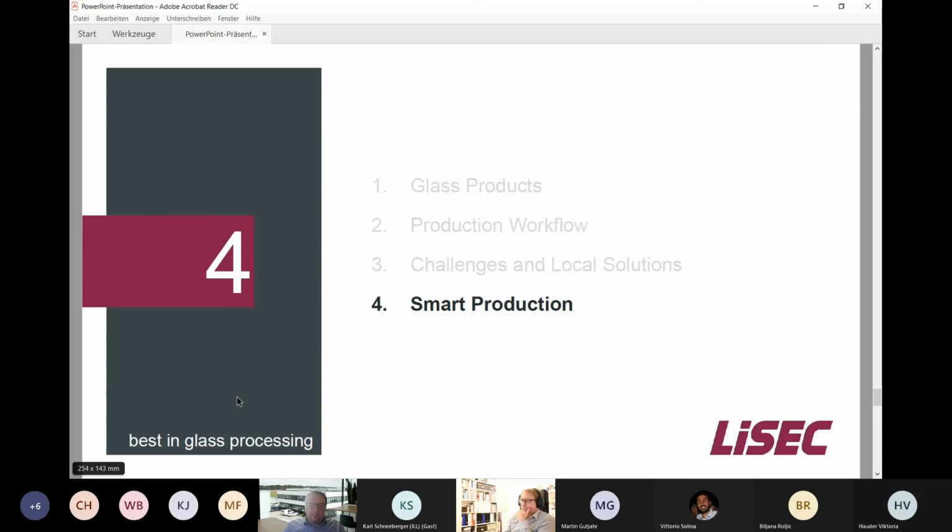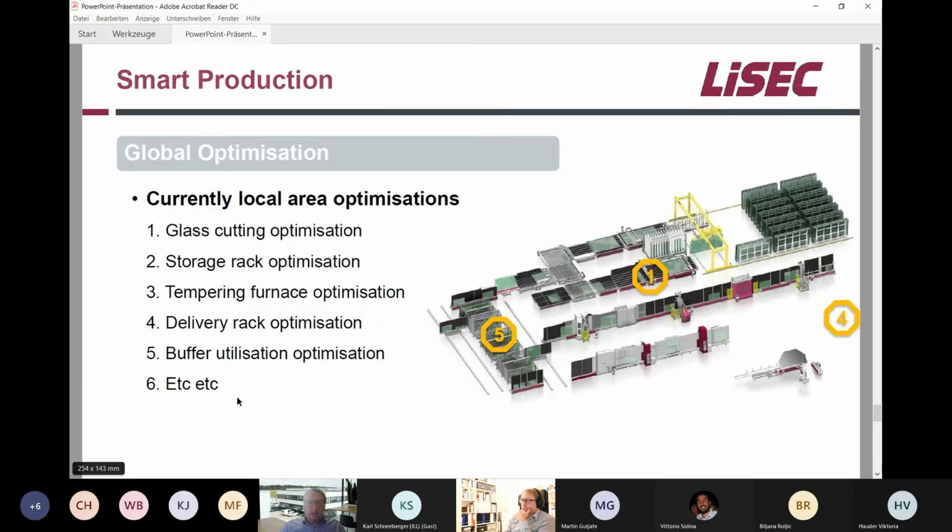So this is where we have established quite a lot of, I call it, local area optimizations. Means at the cutting we have a 2D optimizer, and for the delivery we have a delivery rack optimization. For the buffer we can optimize the utilization, how we occupy the slots for the buffer. But despite having these local optimizations, this does not mean that we have an optimum solution for the global production. And this is, of course, where we want to head into smart production, which is anyway something where a lot of industries are heading for.